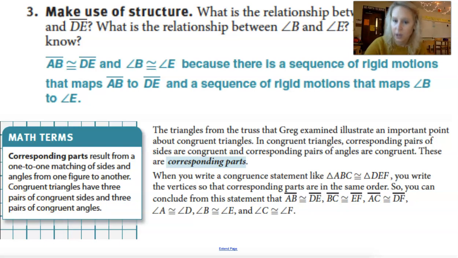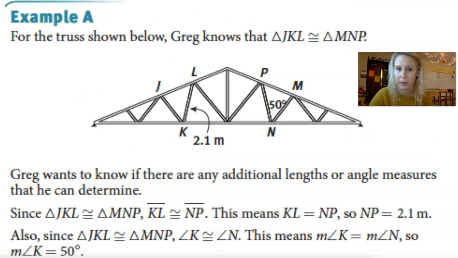All right, moving on. So let's look at an example problem. So Greg has done some work and he measured out how long some of the pieces were, and he also measured out the angles of our triangles, okay? So he knows that triangle JKL, which is here, is congruent to triangle MNP, okay? So remember, J and M are going to be the same measurement based on that ordering up there, okay? Greg wants to know if there's any additional lengths or measures that he can determine, okay? So since he knows these triangles are congruent, he knows that KL has to be the same as NP.